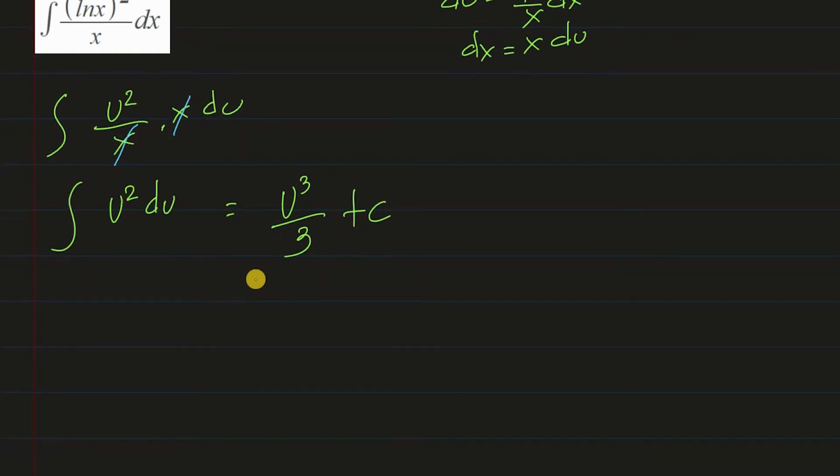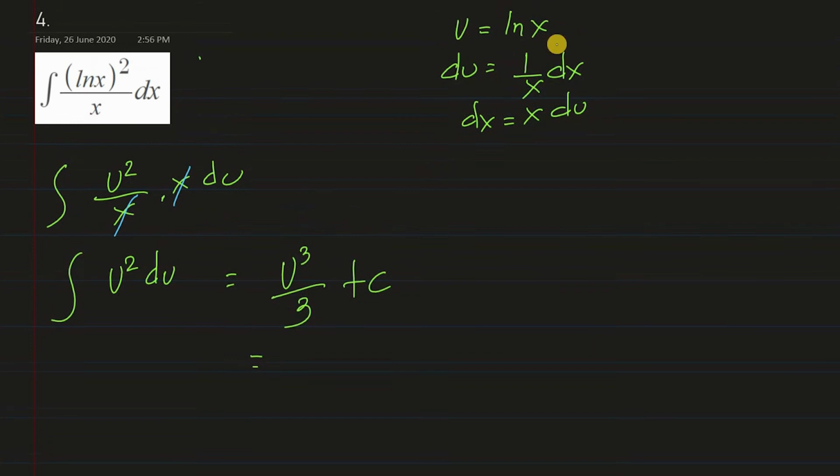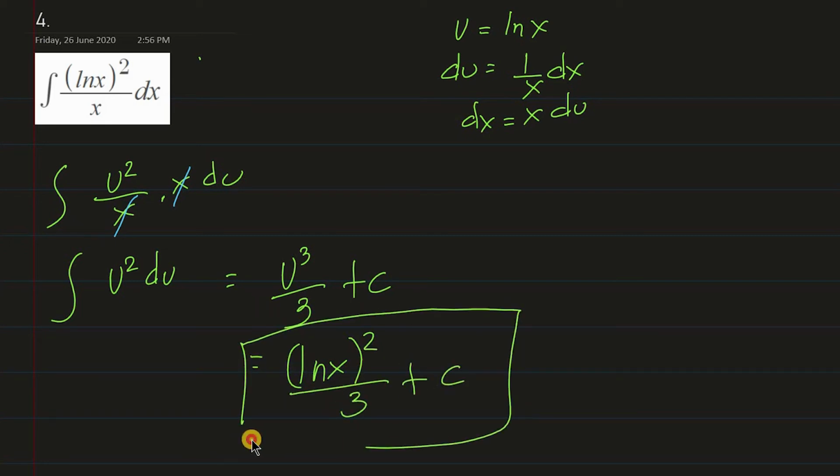So, this is not our final answer pa, no? Kailangan natin ipalit ulit sa u yung value niya, which is ln x. So, this would be equal to ln x squared over 3 plus c. So from this, we can now say that this can be our final answer po, mga bis. Ln x squared over 3 plus c.